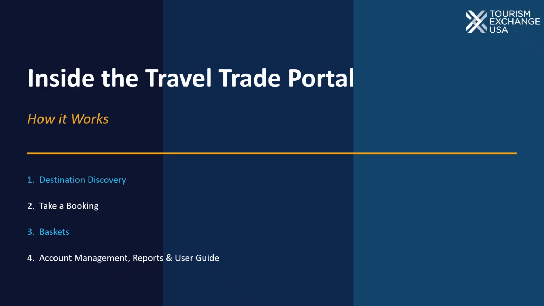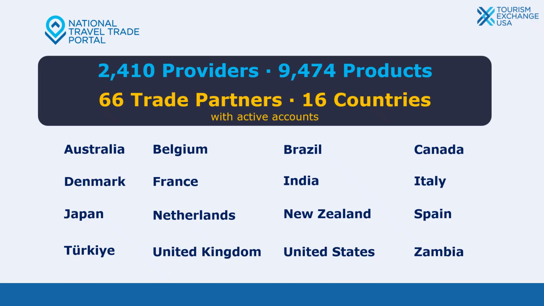So let's take a look at what's actually inside the trade portal. We'll take a look at 4 areas: destination discovery, taking a booking, baskets, and account management and reports. Currently, there are over 2,400 providers in the trade portal, representing close to 9,500 bookable products, with 66 trade partners logging in from 16 different countries from around the world that you see listed here.